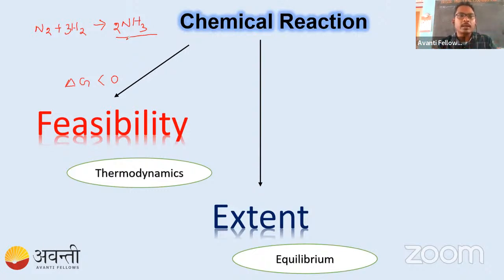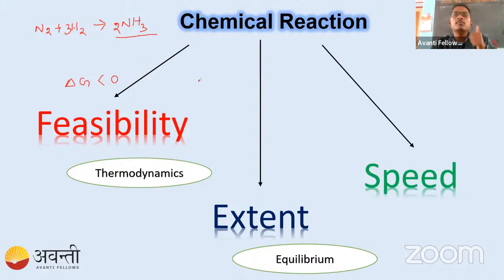So now, can we tell what time it will take? Or can we reduce or increase this time? To understand this rate or speed of the reaction, we have to study the chapter called chemical kinetics. In this chapter, we are studying the speed of any reaction.